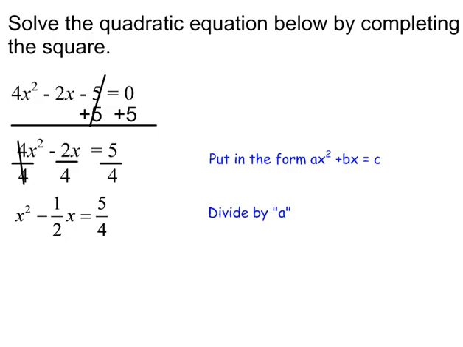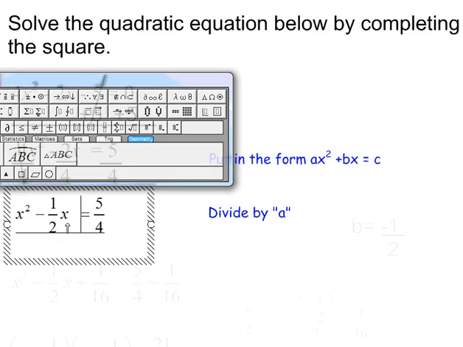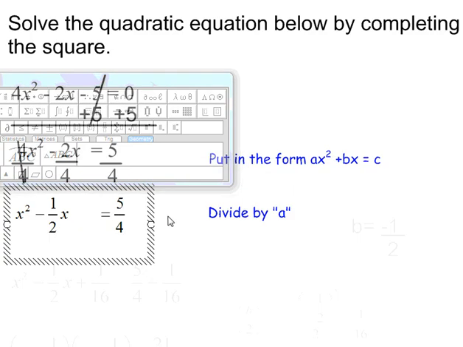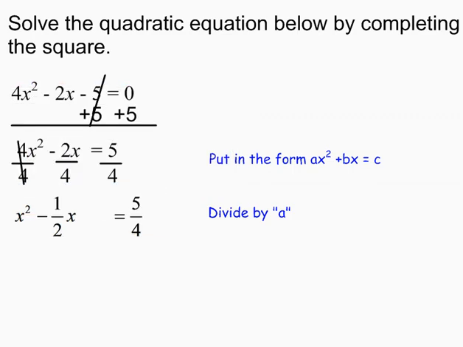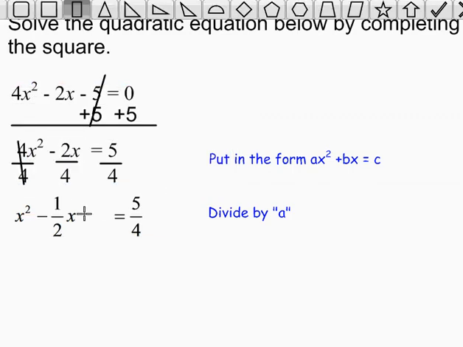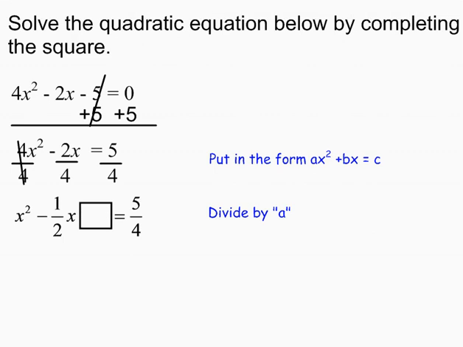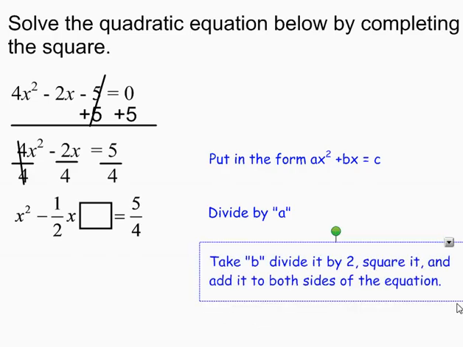Okay, now here's where the name completing the square comes from. Because you want to fill in this space here with a perfect square, so that you could get a perfect square trinomial. So the way that we get that perfect square can't just come from anywhere. We get that perfect square by taking b, dividing it by 2, and squaring it. Then we're going to take that and add it to both sides of the equation.